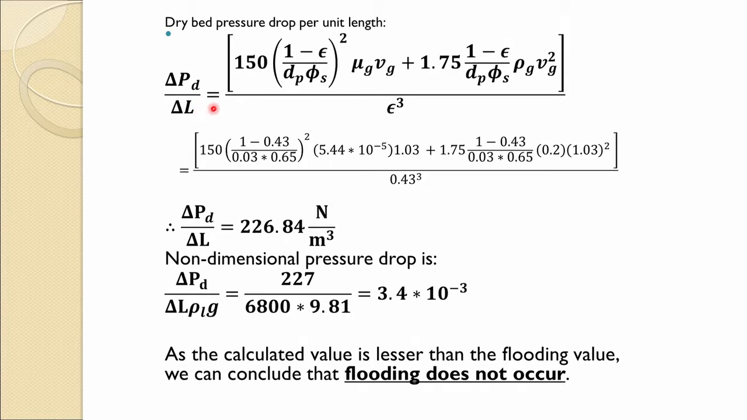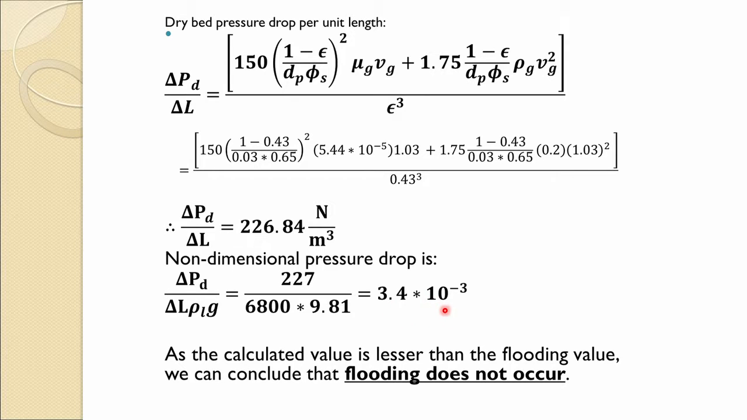you are already familiar with this equation, which we discussed two, three lectures before. This is the pressure drop for the dry bed, essentially the Ergun equation. If we substitute the appropriate values, void fraction, particle size, shape factor, gas viscosity, which we also calculated in one example, and gas velocity, all our things are available with us. If we substitute these values, we get the pressure drop in the dry bed as 226.84 newton per meter cube. And in non-dimensional form, we divide this by the density of the liquid and the gravitational force. It gives us about 3.4 × 10⁻³.